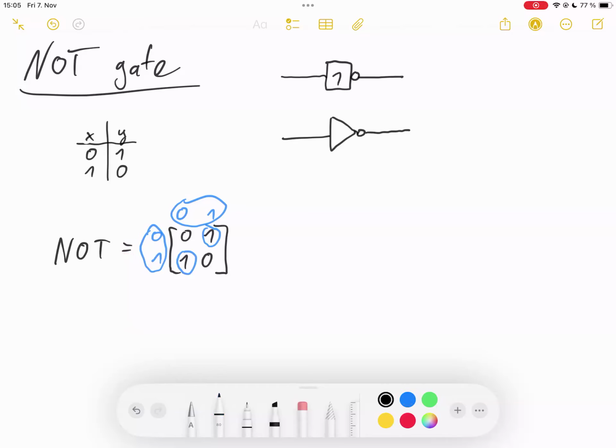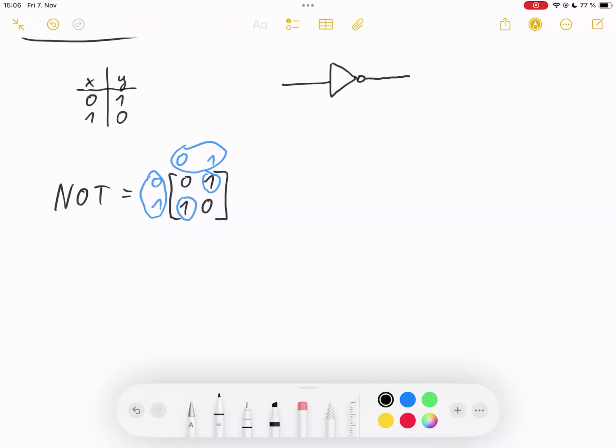Are you all okay with this matrix? Maybe send me some reaction. And we can test this now.